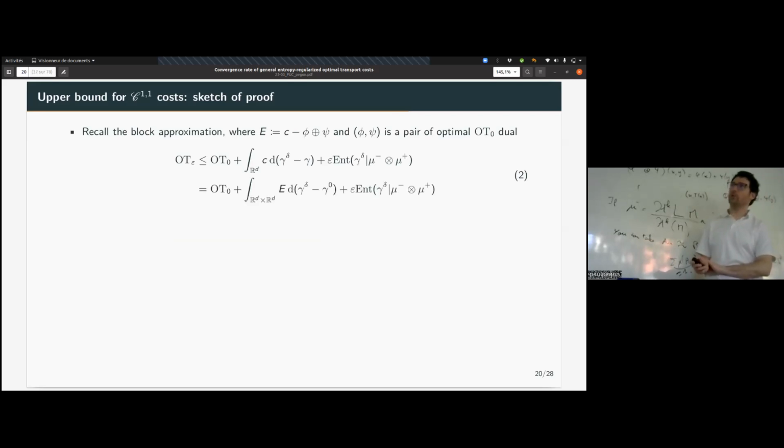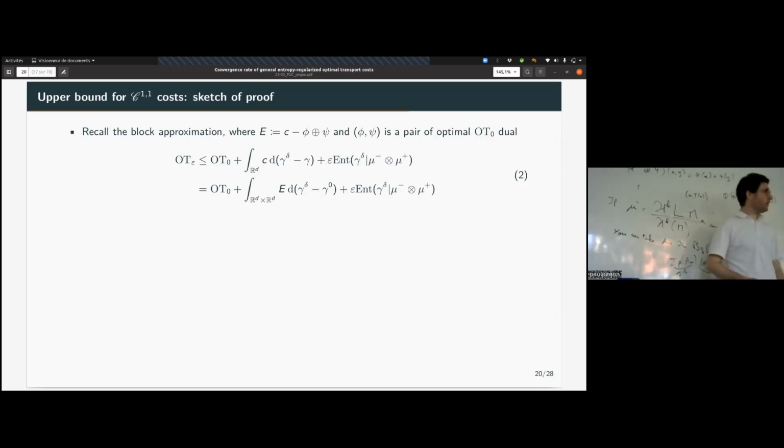It's just using the optimality of gamma and the fact that you have a transport plan from minus to plus, you can rewrite this term in this way. Integral of E d gamma delta minus gamma 0, and E is the duality gap. You see, it was C minus phi plus psi, when phi psi are optimal. This is a non-negative quantity. It's called the energy gap. Okay, and this is just the integral of the energy gap against the difference between gamma delta and gamma 0.